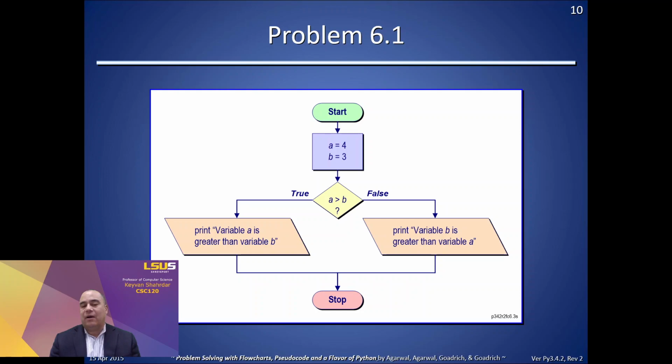This is how it would look for problem 6.1, where A equals 4 and B equals 3. So if A is greater than B, which would be true, then print variable A is greater than variable B.